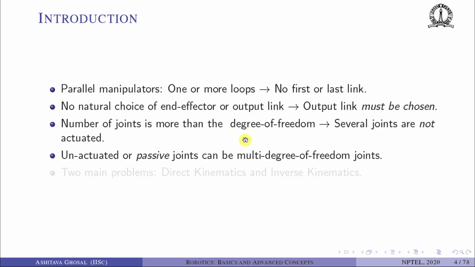Okay, so hence we can also use multi-degree of freedom joints. So if the joint is passive, we don't need to put in actuators at that place, and hence we can use multi-degree of freedom joints. So you can think of a spherical joint which has 3 degrees of freedom, but we don't need to put 3 motors to implement that 3 degrees of freedom. So such a spherical joint was not possible in a serial robot, but in a parallel robot it is possible because it need not be actuated. Similar to serial robots, there are 2 main problems. One is direct kinematics and one is inverse kinematics.